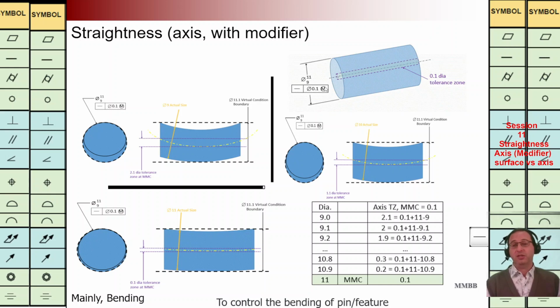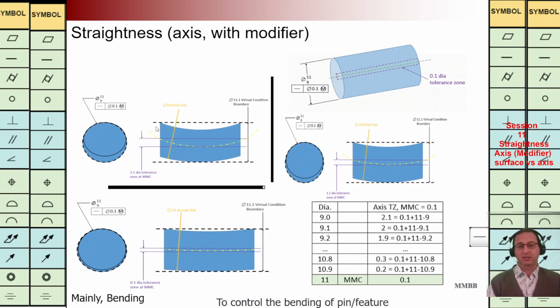And we have modifier here. It means for MMC, maximum material exists on this pin, we have this value as it is listed in this table. At the end, we can see when we have the MMC, the diameter is 11, and this tolerance zone is 0.1. For different pin diameters, we are going to calculate what is the value of tolerance zone, as we can see here.